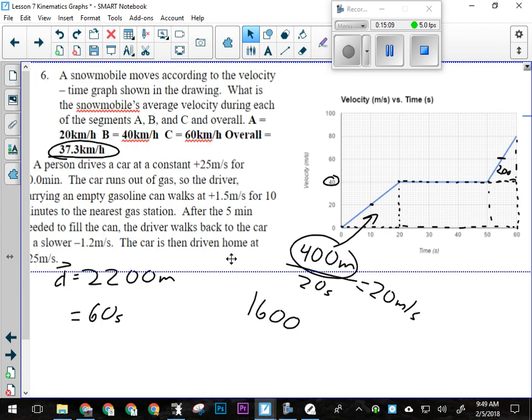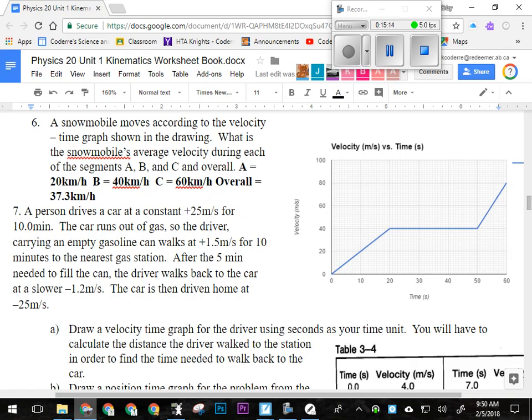All right, I want you guys to try number 7 there. You can draw the graph just roughly. It says the person drives a car at 25 meters per second for 10 minutes. The car runs out of gas, so the driver carrying an empty gasoline can walks at 1.5 meters per second for 10 minutes to the nearest gas station. After 5 minutes to fill the can, the driver walks back to the car at 1.2 meters per second, and then the car is driven home at 25 meters per second. I want you guys to draw that graph. It doesn't have to be to scale, just give me kind of the general shape of it.